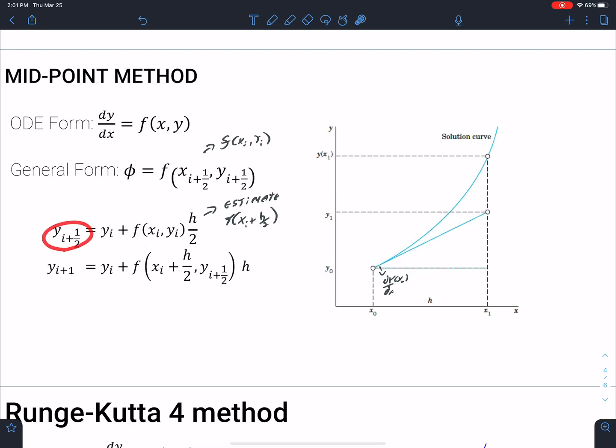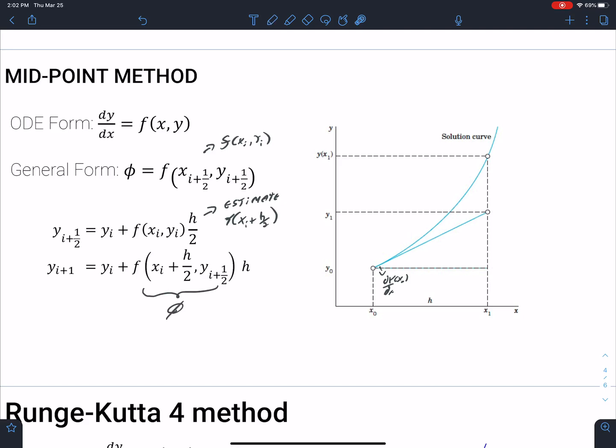Once we have the estimate for this value, which is, we're trying to get the estimate for this midpoint slope, right? Because if we use this midpoint slope, we're going to end up closer to the actual value we want. So we can estimate what that would be. We'll make an error with that. But once we have this, right, the x_i plus h over 2 and the corresponding y at x_i plus h over 2, then we plug it into our function to obtain the right slope, right? And this will be our phi, right?